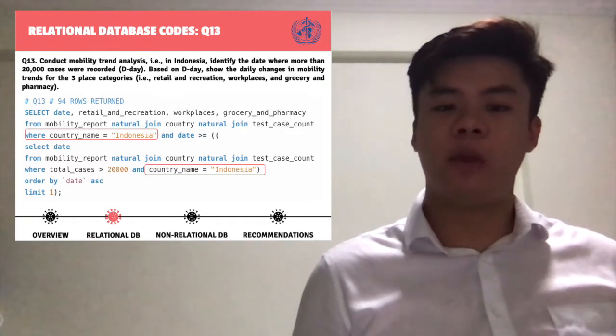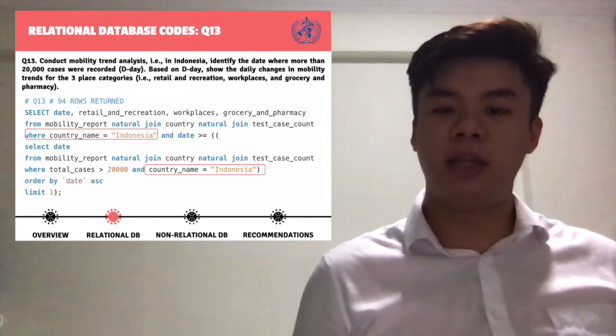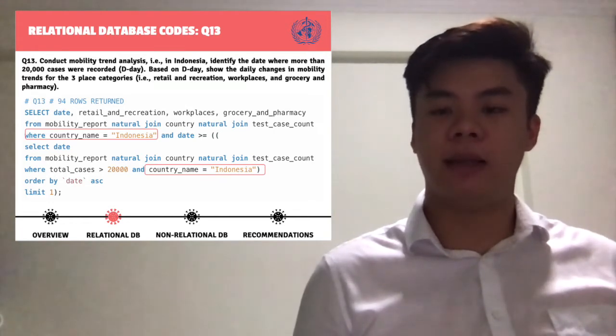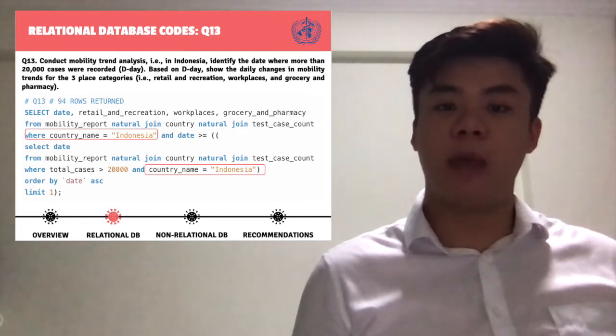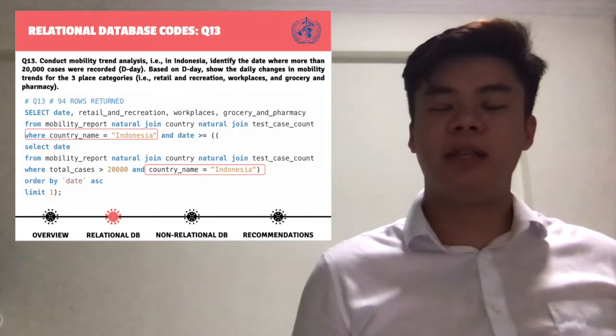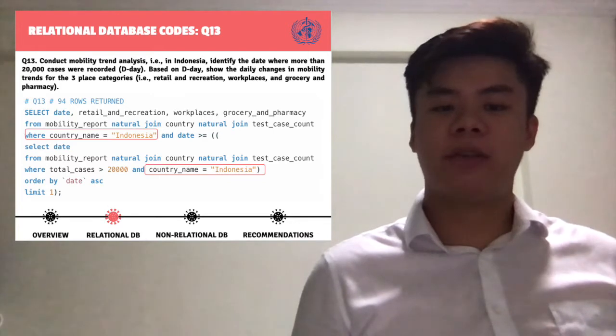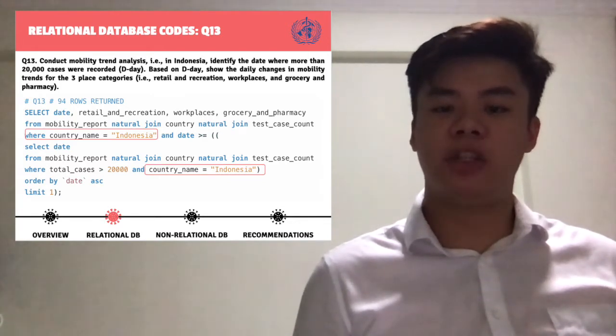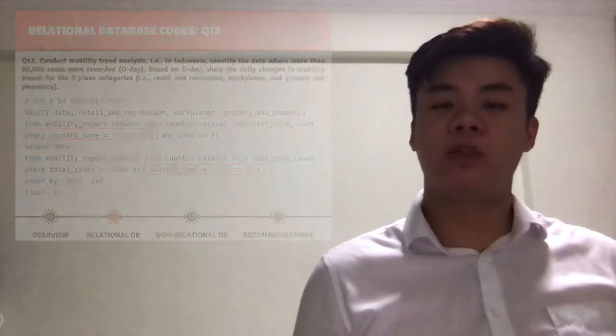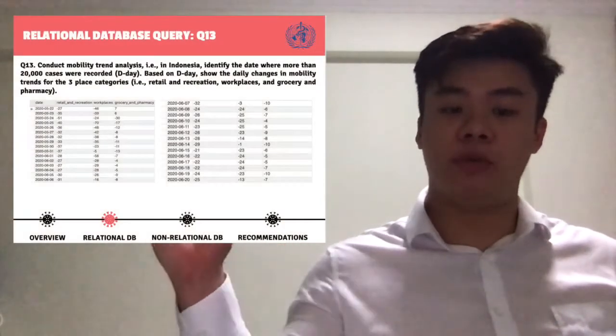Based on the subquery, we are able to find out the date when Indonesia had more than 20,000 cases, as specified in the where condition. With the date, which is also referred to as the D-date in the question itself, outside of the subquery, we have to filter Indonesia again to conduct the mobility trend analysis of Indonesia on that particular D-date. Hence, this will generate 94 rows of output.